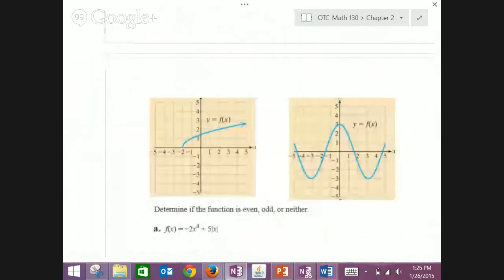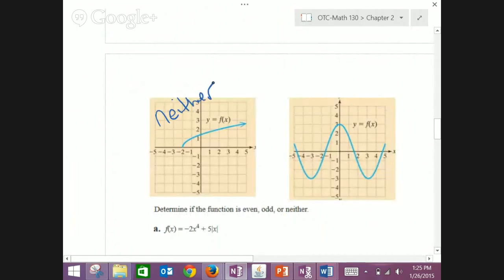What about this one? Neither, right? Neither is a choice. And the last one, even. I plug in 1, I get out 2. I plug in minus 1, I get out positive 2.